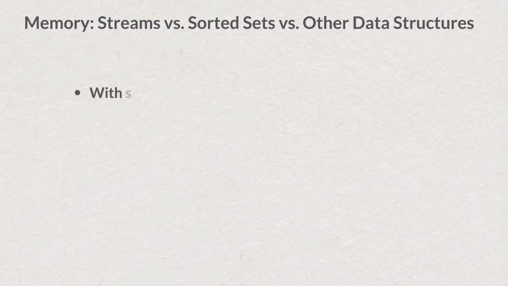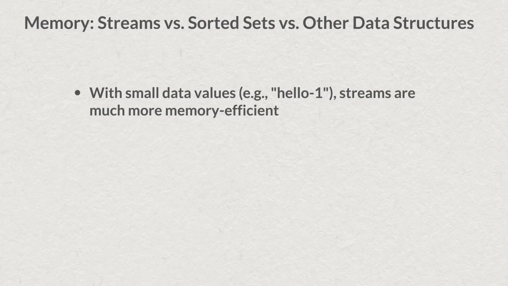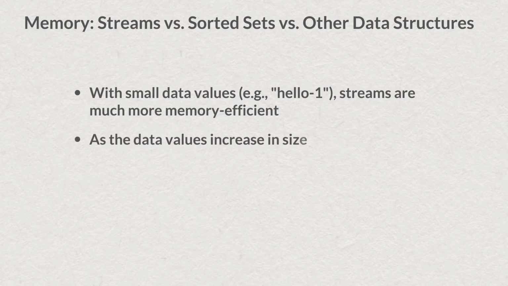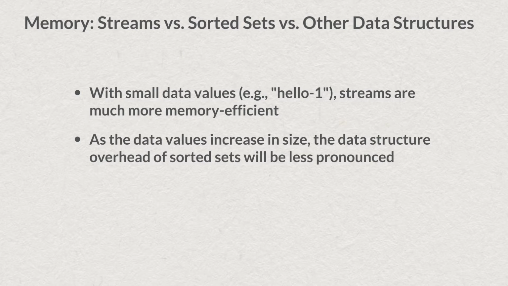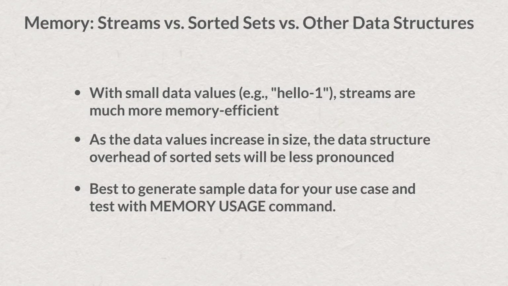In this example, the size of our data is very small. We're just storing the string hello and a number. As the size of the data stored increases, the relative difference in memory usage between the sorted set and the stream implementation will decrease. This is because the data itself becomes a larger percentage of the size of both data structures. If you are choosing between whether to use a stream or sorted set, you may wish to try a small experiment like this and see what the space savings could be with your own dataset.